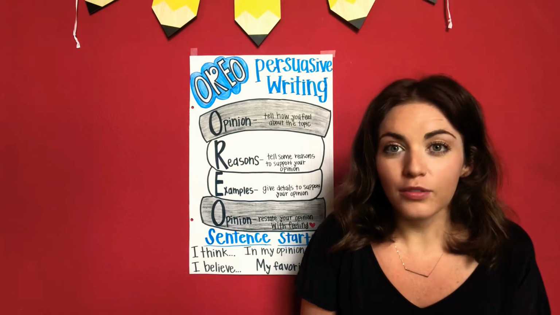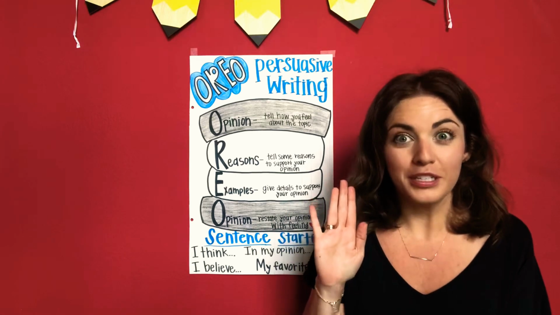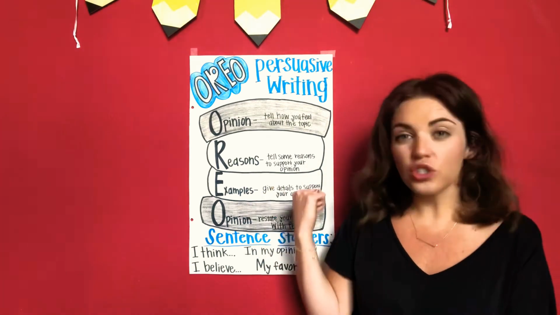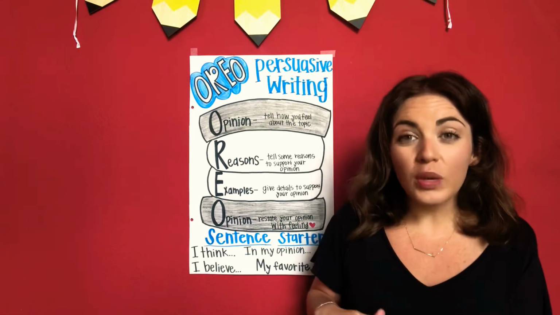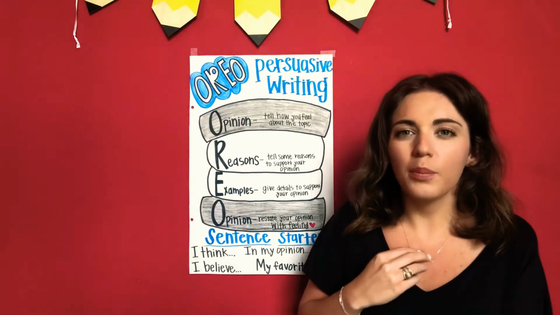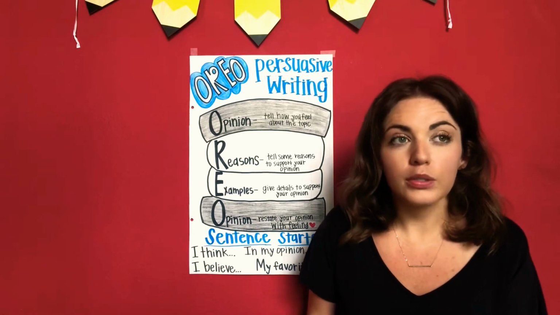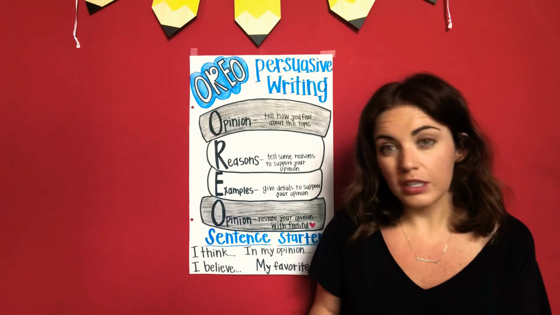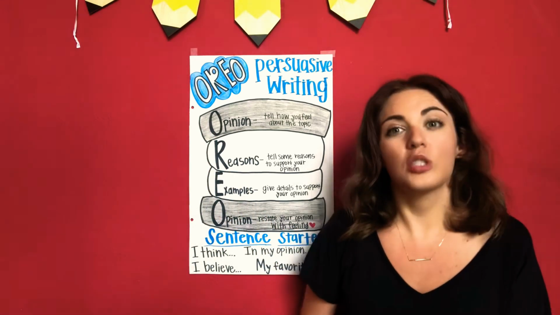How many of you like Oreos? Miss Lorman does too. So if you look right here on this chart, this cookie kind of looks like an Oreo, doesn't it? So we are going to use an Oreo to help us with writing. Now, unfortunately, we're not writing about Oreos and it doesn't really have anything to do with cookies, but the letters that spell out Oreo are going to help us with writing.